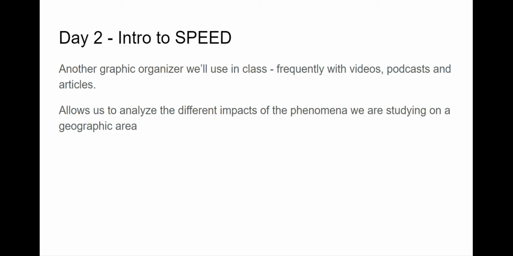And we're going to use it to specifically talk about the different impacts that we're watching or reading about on a geographic area. It's called SPEED, and it stands for Social, Political, Economic, Environmental, and Demographic. So I would at least write down those categories, and I'm going to explain a little bit about each one so you can write it down as we go.